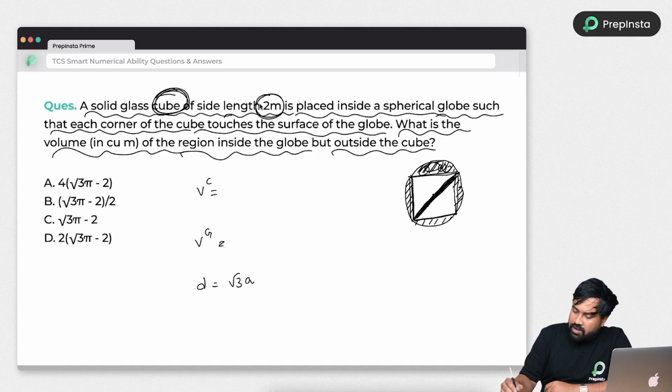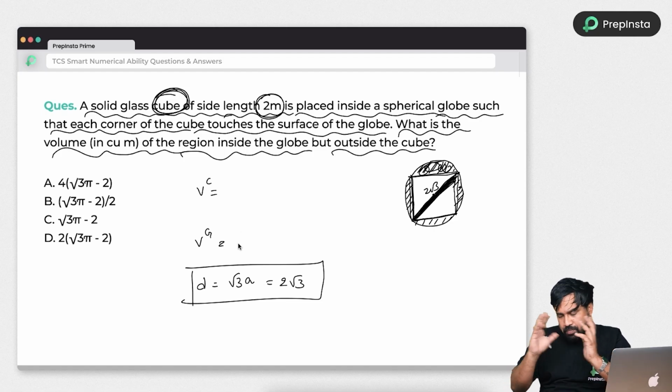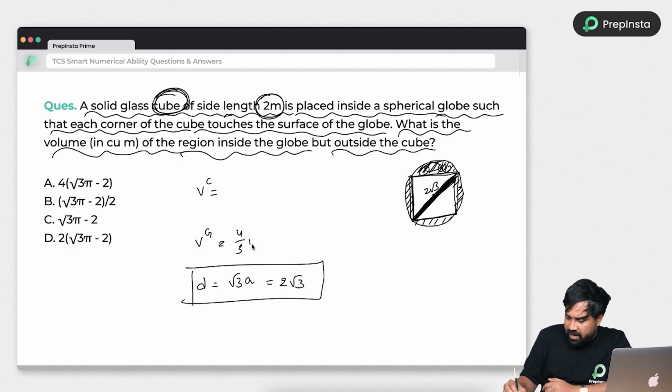So here the length is given as 2 meters. So 2 root 3. So this total diagonal length is 2 root 3. But we need the radius, right? Why? Because the volume of any globe or sphere, the formula is 4 by 3 pi r square. Sorry, pi r cube, where r is nothing but the radius. Diameter is 2 root 3, then radius will be root 3. Why? Because divided by 2, right? So root 3, which is equal to 4 by 3 pi root 3 whole cube. Root 3 whole cube is nothing but 3 root 3, right?